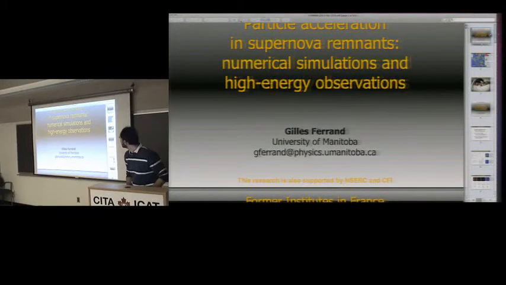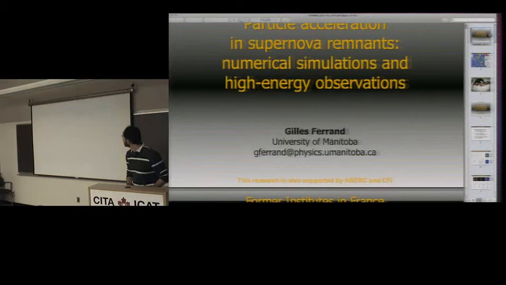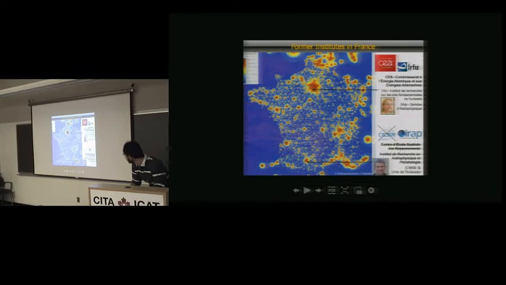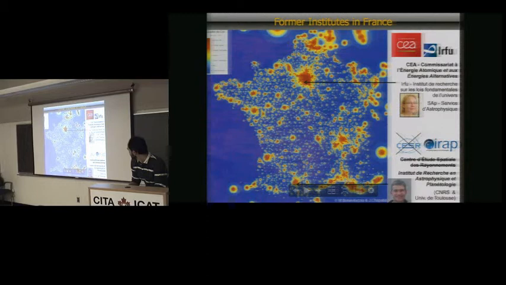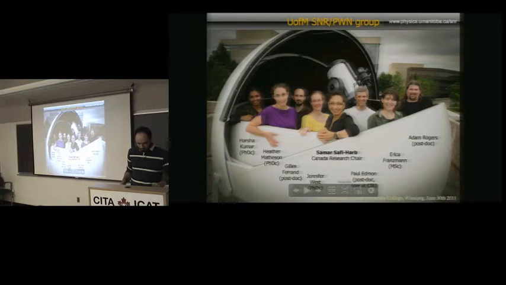So now we have Gilles Ferrand from the University of Manitoba. He got his PhD from the University of Toulouse, and then he went to CITA for his first postdoc, where I met him. His main research includes simulating particle acceleration by shockwaves in the galaxy, mostly in supernova remnants and supernovae. He's also interested in modeling the associated emissions from the shockwaves. So today he's going to be talking about this work.